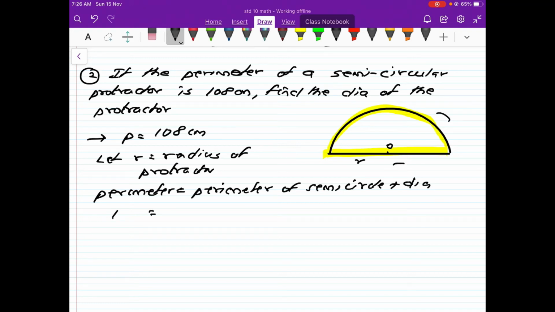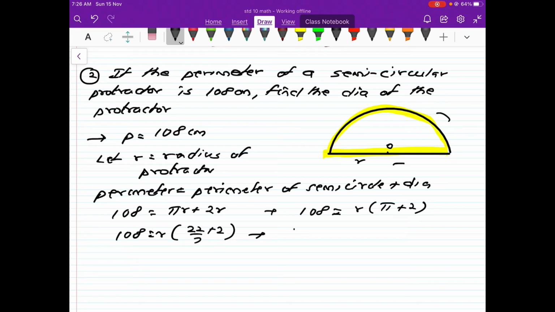So if we start writing this in terms of formulae, perimeter of semicircle we know is simply pi r, and the diameter we can write as 2r. So this becomes 108 is equal to r into pi plus 2. So 108 is equal to r into pi is 22 by 7 plus 2. So this is 108 is equal to r into 22, and cross multiply 7 2s are 14, so it will become 36 upon 7.